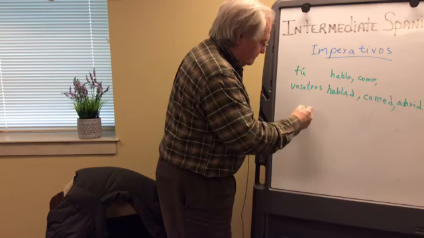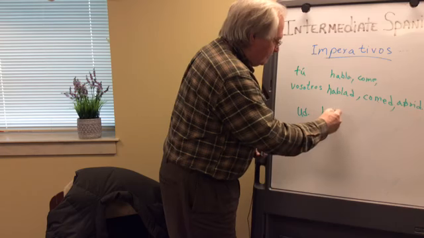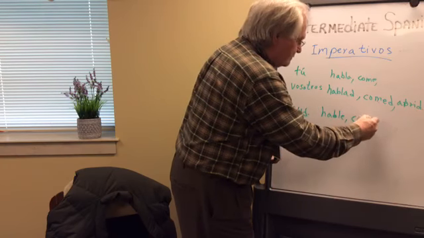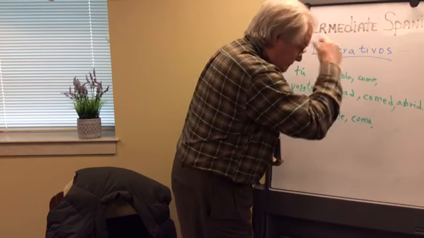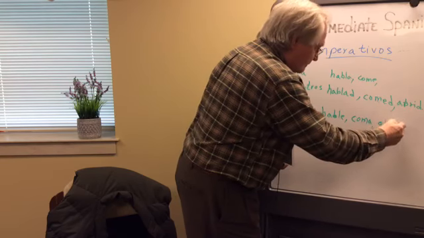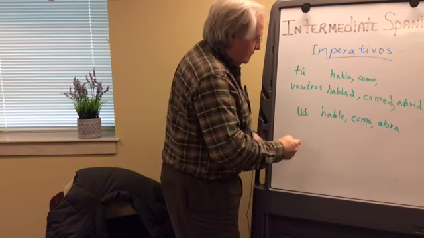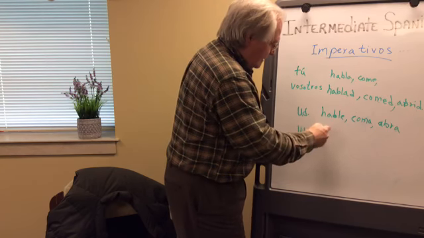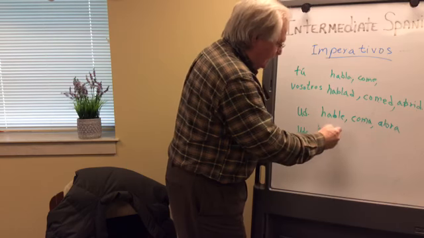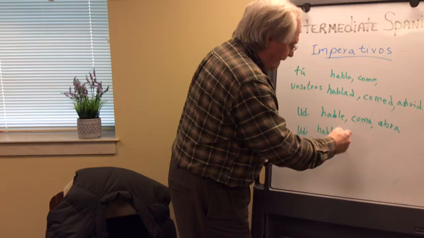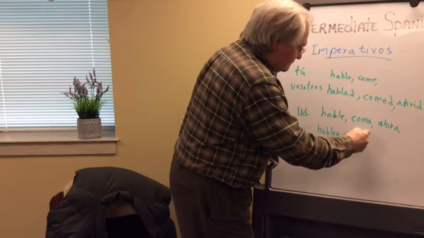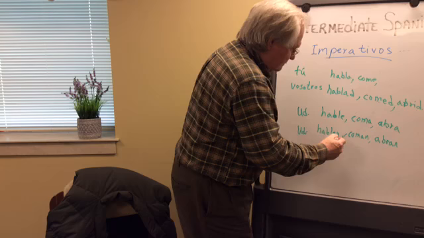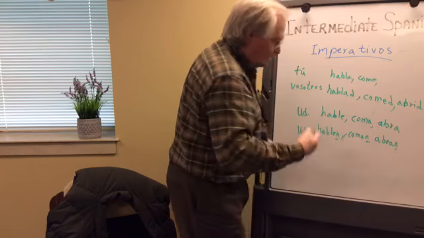With usted, it's hable. Coma. Or abra. Ustedes. Hablad. No. Hablen. Coman. And abran. The N tells us that it's the plural.